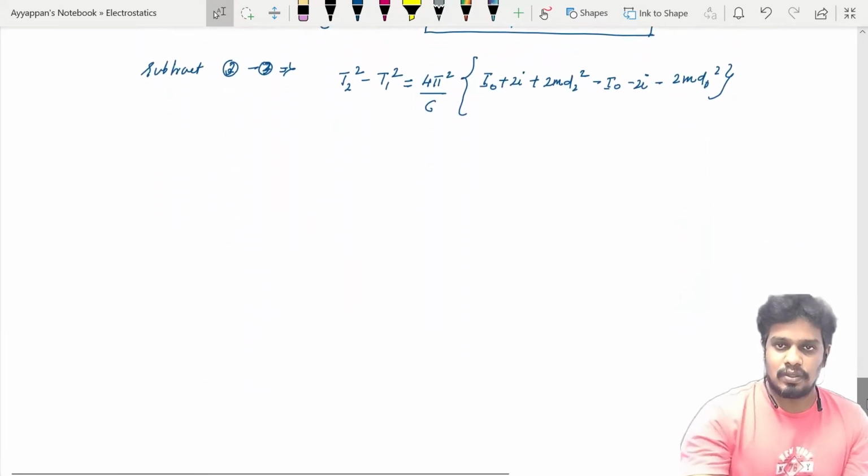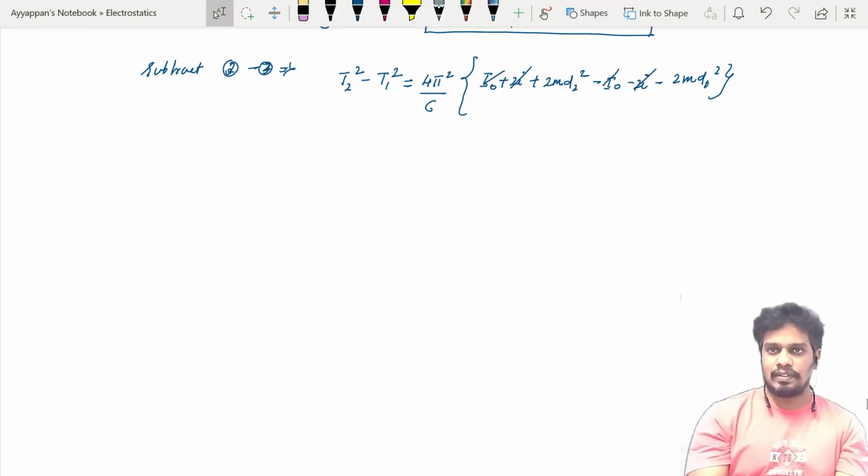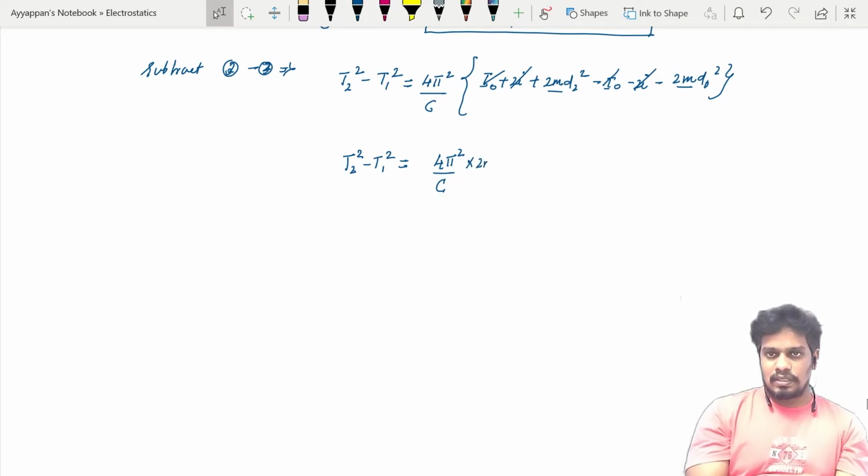Now the final expression: this minus I naught, you will get plus I naught, and 2I minus 2I will get cancelled. 2m you can take outside. So the final expression is T2 square minus T1 square equal to 4 pi square, the couple per unit is C, you can take the 2m commonly out, and inside you have d2 square minus d1 square. So this is the expression we have here.